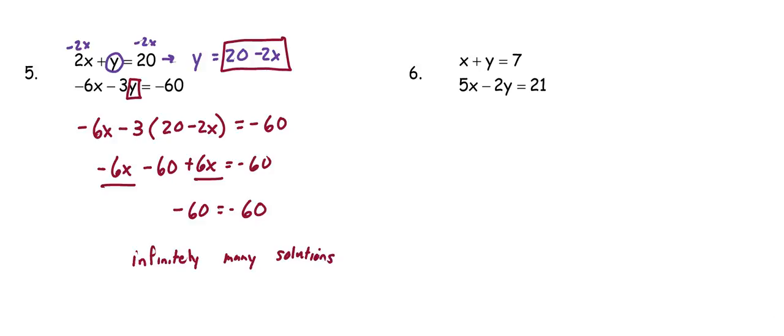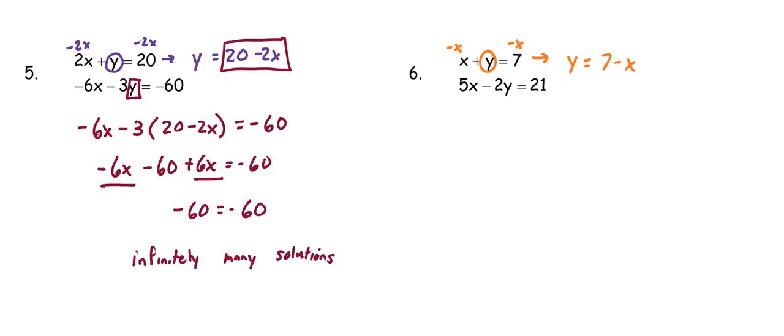Let's look at one more problem before we get into our word problems. So in number 6, we have x plus y equals 7 and 5x minus 2y equals 21. When both of them have a coefficient of 1, so in the first problem like x and y, it doesn't matter which variable you solve for. So I'm going to solve for y, so I'm going to subtract x from both sides. Y equals 7 minus x.